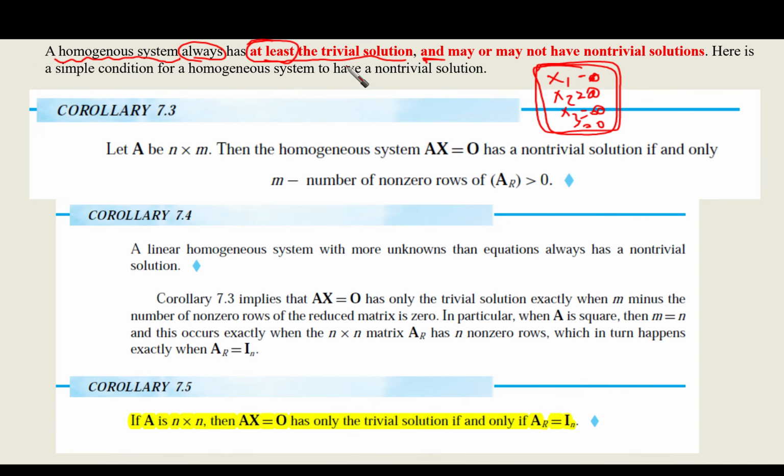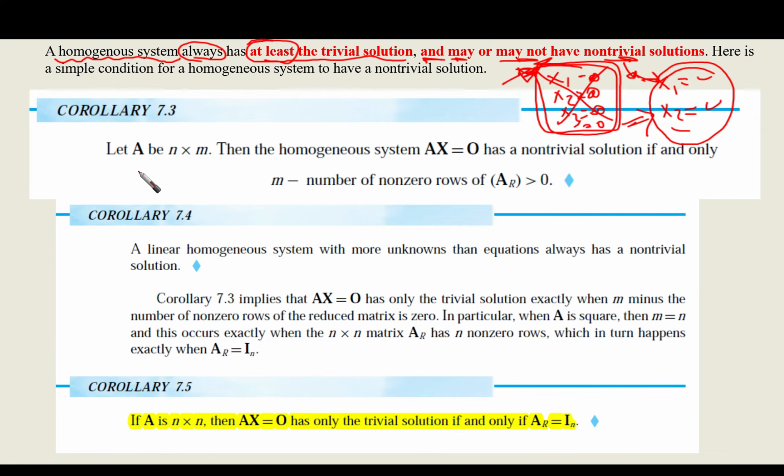At the same time, this system may or may not have a non-trivial solution. The non-trivial solution is the healthy solution that we're expecting. We want the system to work, so x1 and x2 have values that make the system work. So again, remember, a homogeneous system always has at least a trivial solution and may or may not have a non-trivial solution. We are searching for this non-trivial solution, and we do not want the trivial solution.